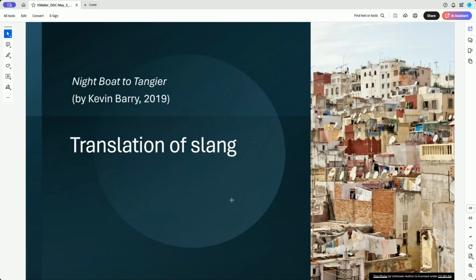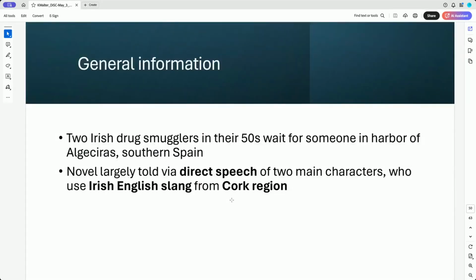I'm going to very briefly talk about translation of slang based on a novel by the Irish author Kevin Barry from 2019, Night Boat to Tangier. And it's a novel about two Irish drug smugglers in their 50s who wait for someone in the harbor of Algeciras in Spain. And the interesting thing is that the novel is largely told via the direct speech of these two main characters who use an Irish-English slang from the Cork region, so something very specific.